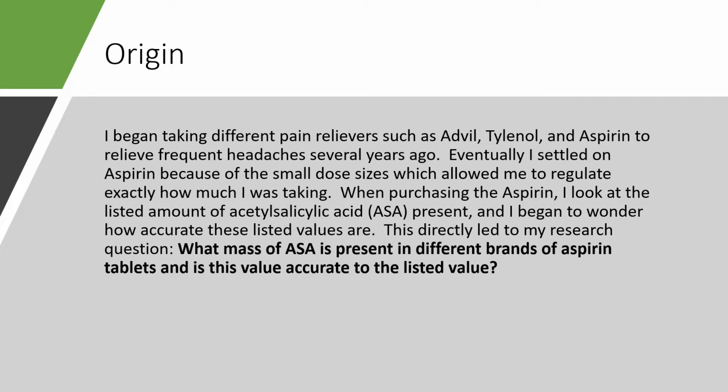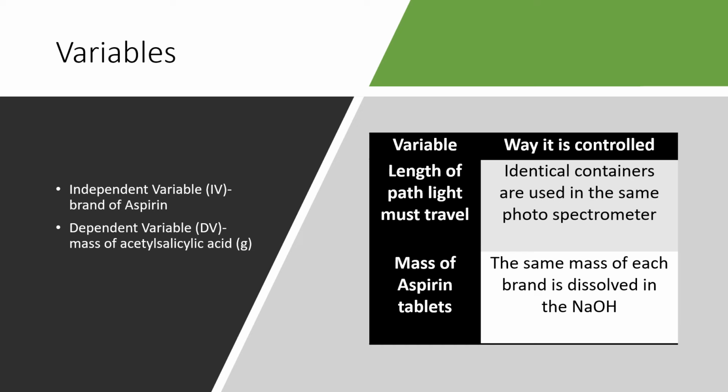The origin of this project came from when I was taking Tylenol and Advil and aspirin to ease headaches, and I realized aspirin had the lowest dose amounts in single tablets, so I could regulate exactly how much I was taking. I began to wonder if those 81 milligram tablets were actually 81 milligrams, which gave rise to my research question: what mass of acetylsalicylic acid, which is essentially aspirin, is present in different brands of aspirin, and is this value accurate to the printed value on the bottle?